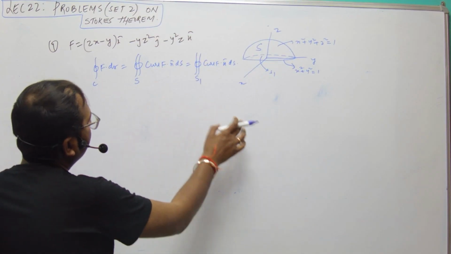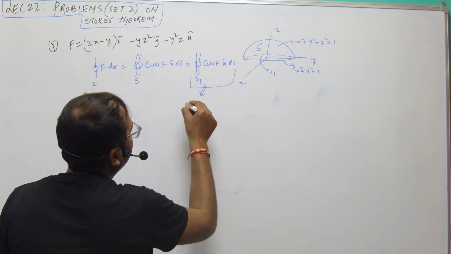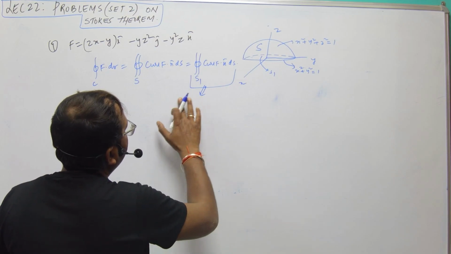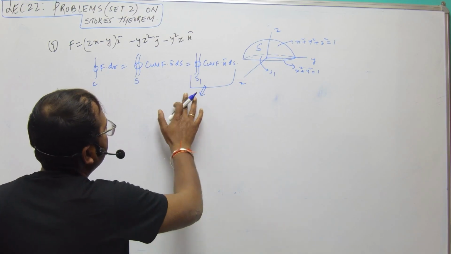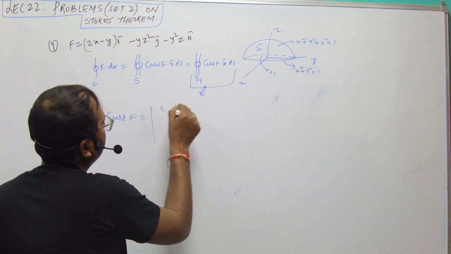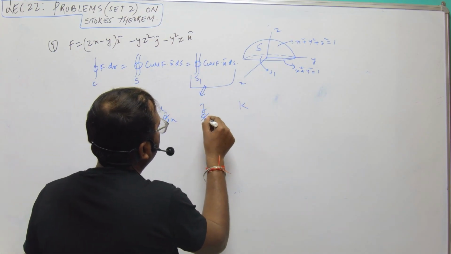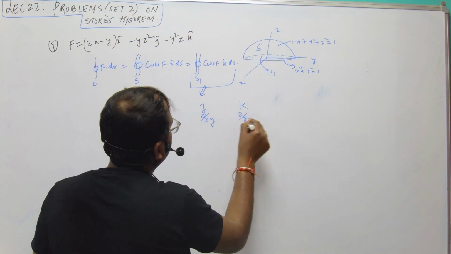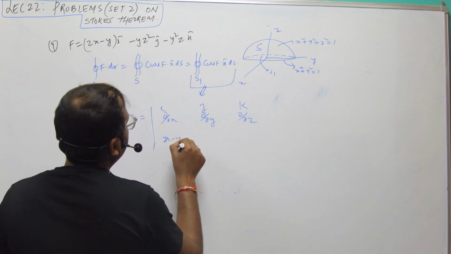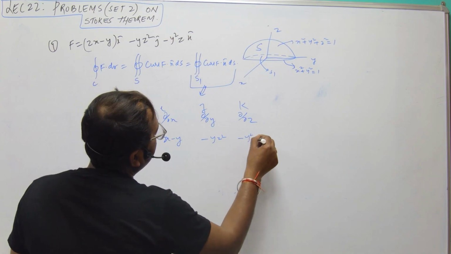Okay, so now let us find the value of this one. This is equal to the surface integral along the surface S1. Let us find the value of curl of f first. So curl of f is equal to the determinant with i, j and k, del upon del x, del upon del y, del upon del z, and 2x minus y, minus yz square, and minus y square z.